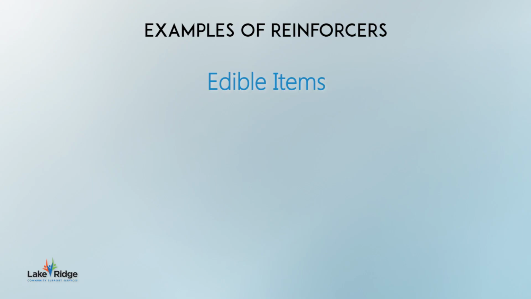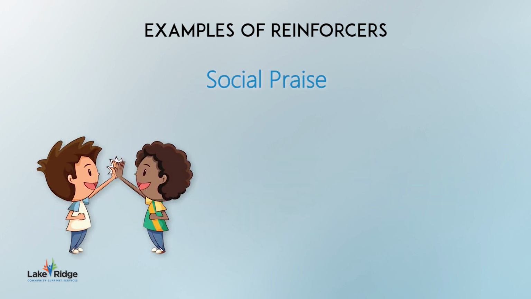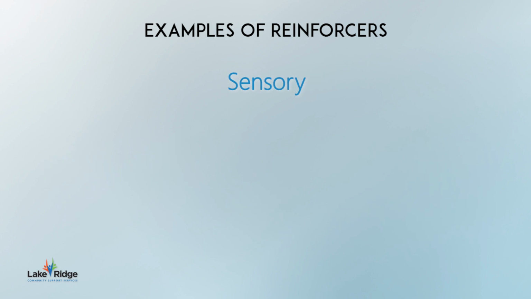Getting praise for cleaning the kitchen or the seatbelt chimes stopping are both examples of reinforcers. Reinforcers are items or activities that can be used to help motivate your child's behavior. Here are some additional examples. Edible items, toys and activities, social praise, sensory.